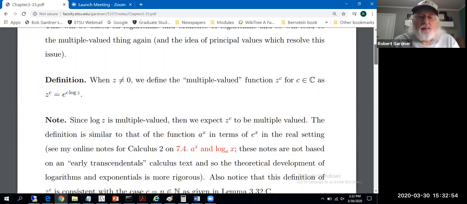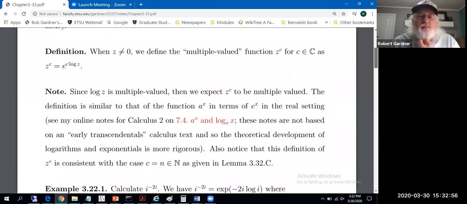And as I just commented, we're really following the protocol that you do in calculus too. When you define a to the x and log base a, everything's done in terms of natural logs, ultimately in natural exponentials. And even in calculus, it's built up from there. So what we're doing here is quite similar to that.